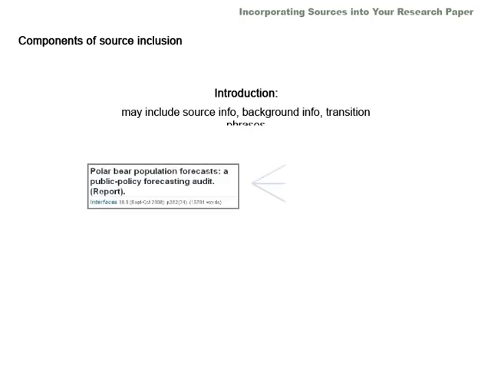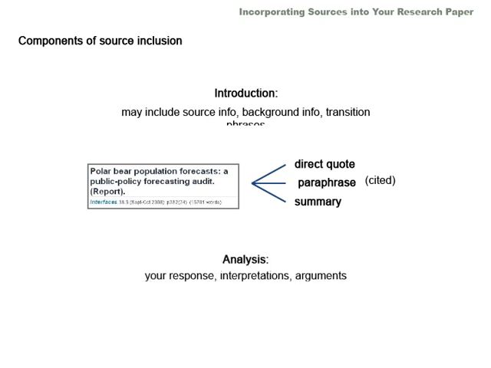Next, you include the ideas from the source as either a direct quote, a paraphrase, or a summary. Make sure to always properly cite ideas from outside sources. Finally, include an analysis of the ideas that you've presented. An analysis will include your response, interpretations, or arguments in response to the idea from the outside source.